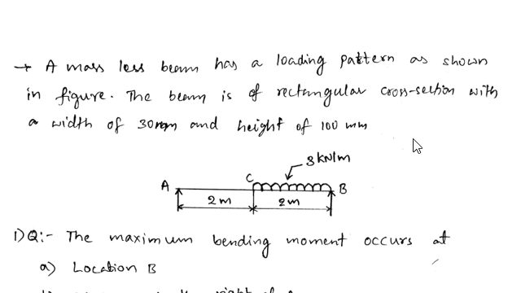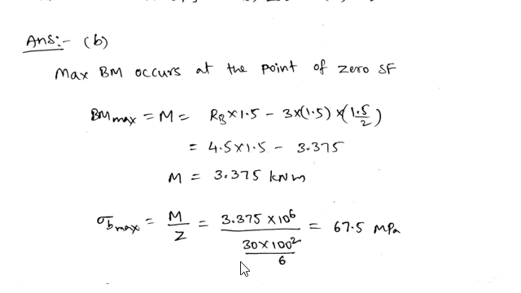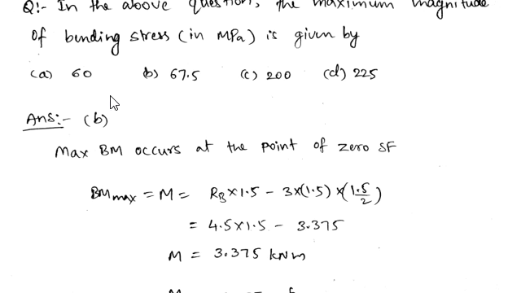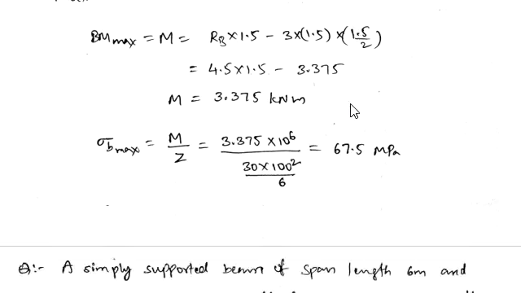mm. So for a rectangular cross section, the section modulus is b d square by 6. So b value is 30, d value 100, d square means 100 square by 6. So the same thing we have written here, and if you simplify that, we are getting the value of maximum bending stress as 67.5 megapascals. So here option B is the right option.